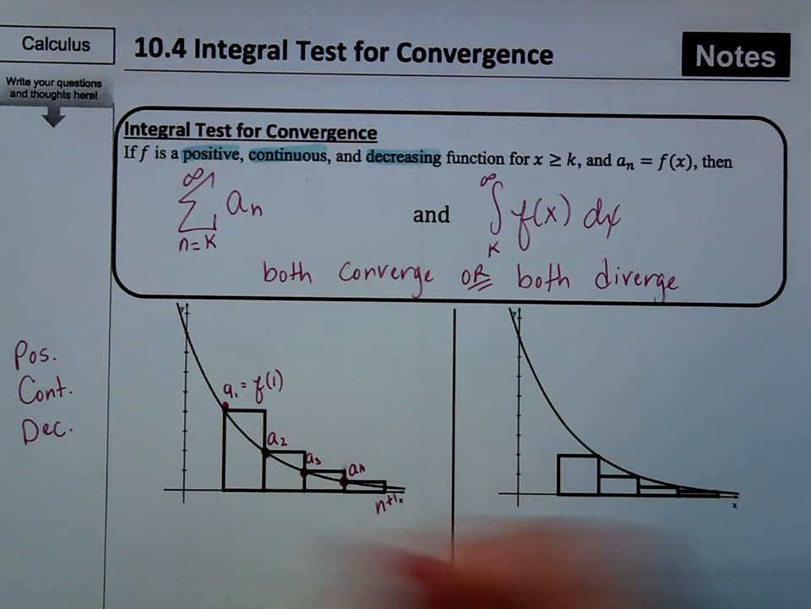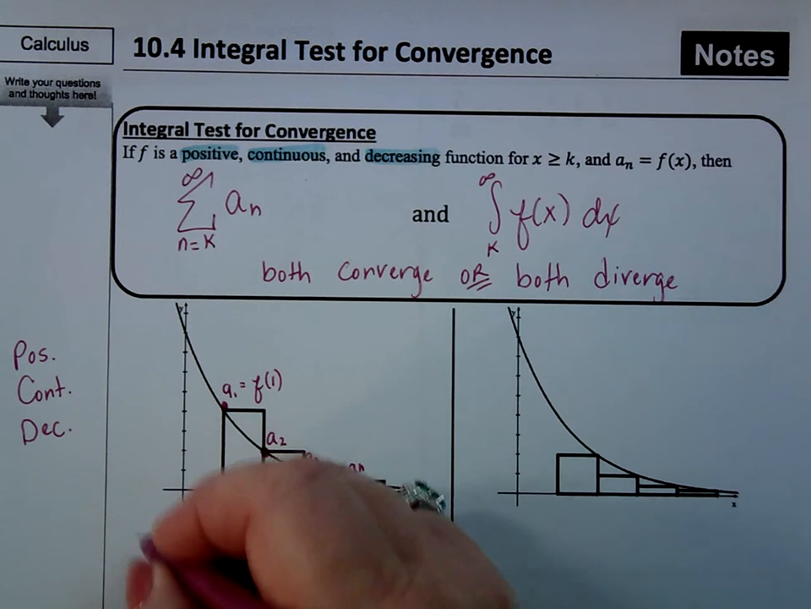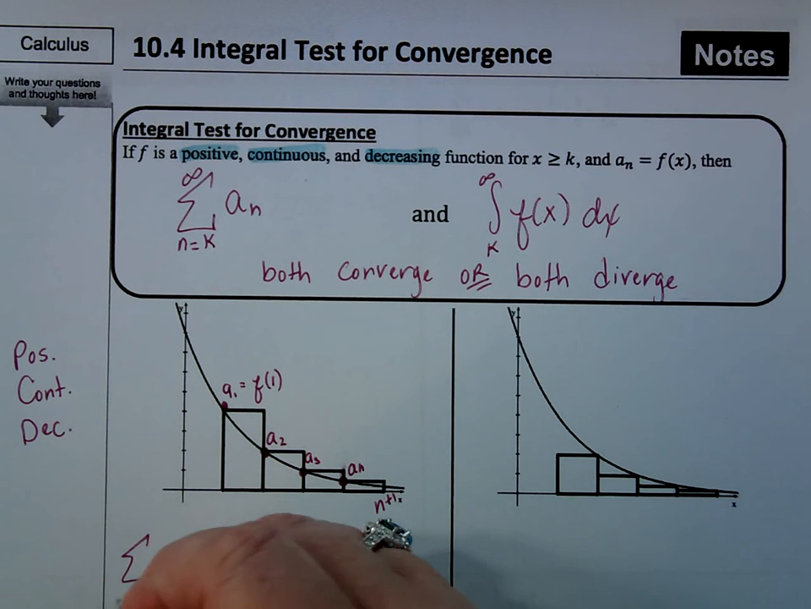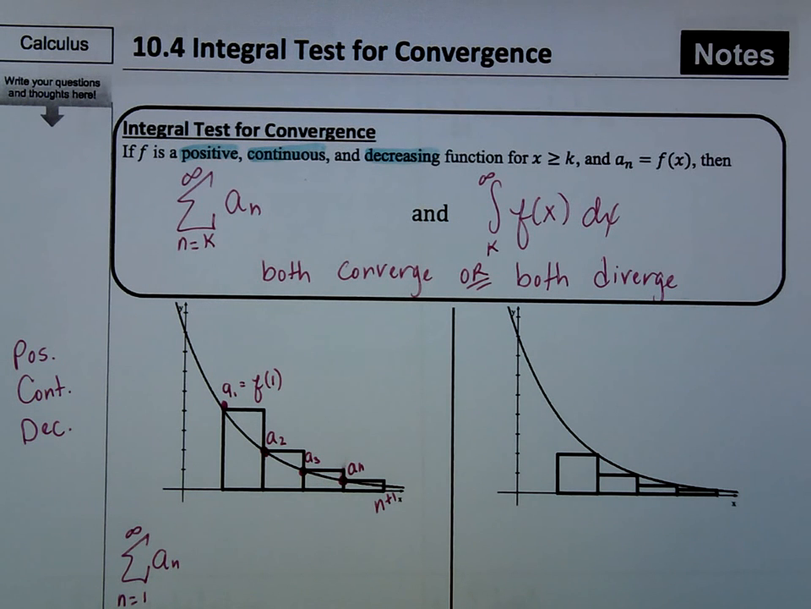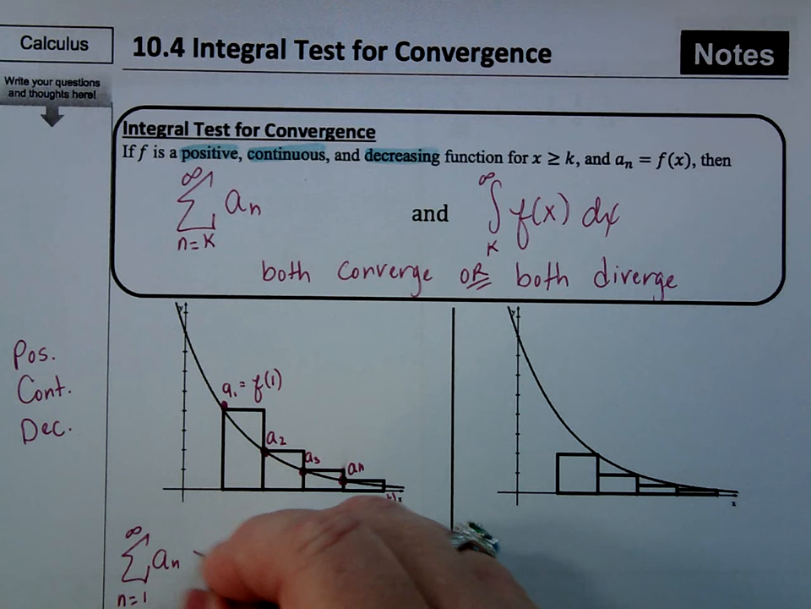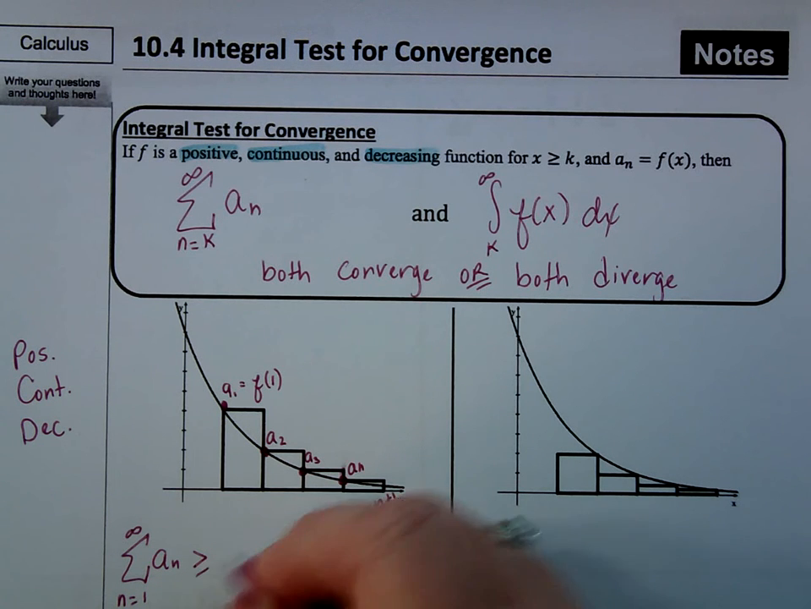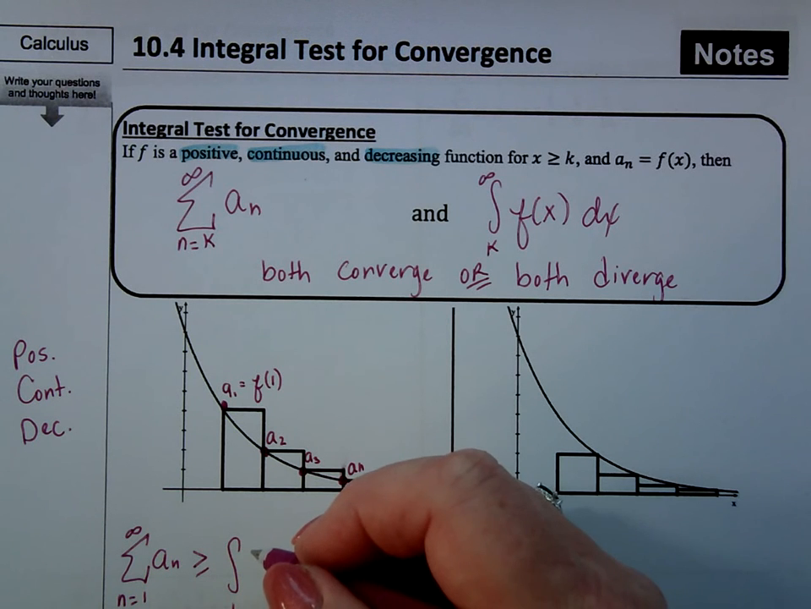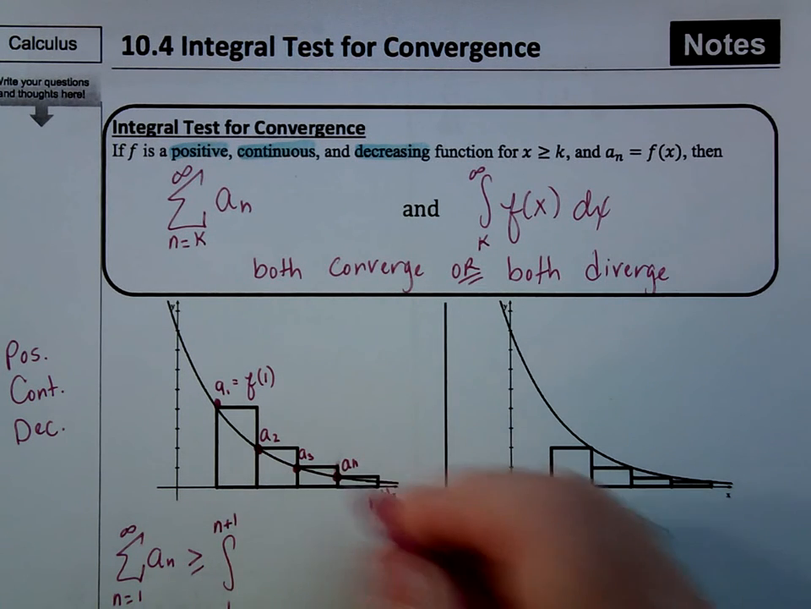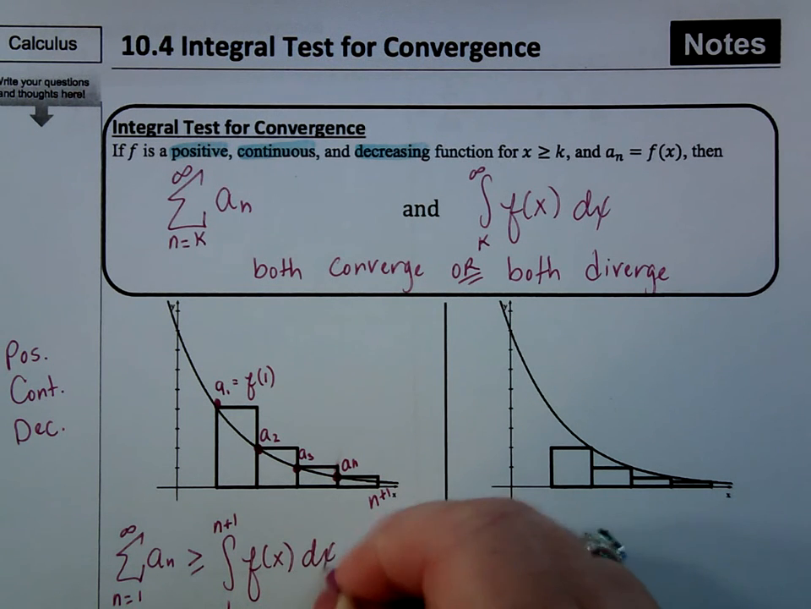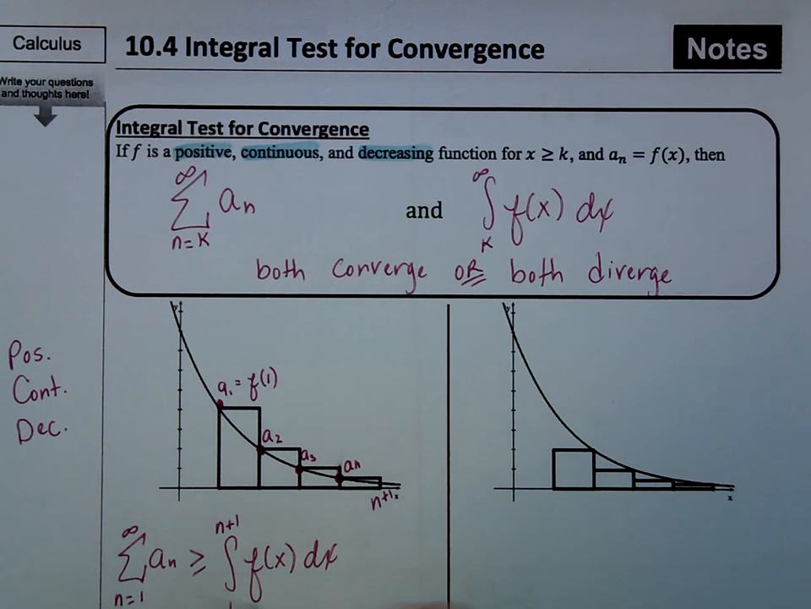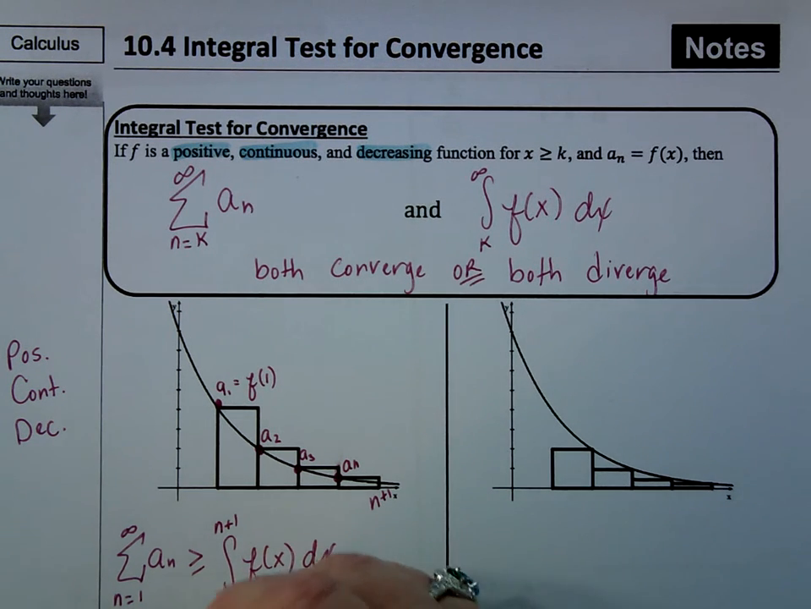And here's what the mathematical jargon would say about this. You've got a summation where n equals 1 to infinity of a sub n. And you can see that those a sub n's are greater than or equal to the integral of your function going from 1 to n plus 1. Notice we didn't include that, but n plus 1 is where it is for my function. And what that's saying is that if I look at this, this is an overestimate.